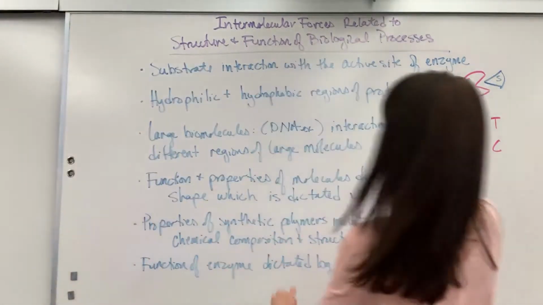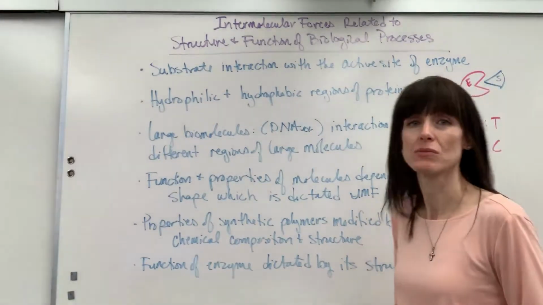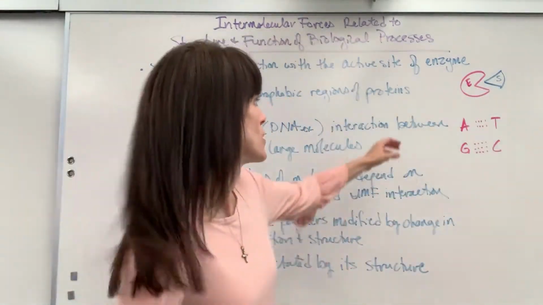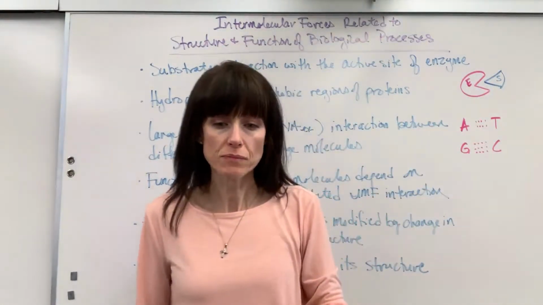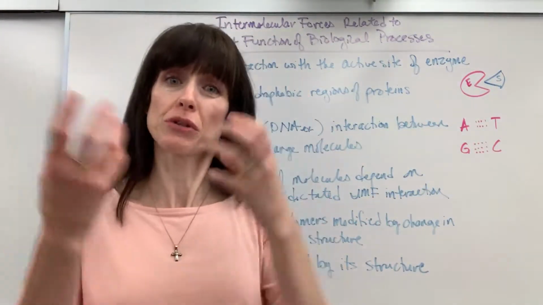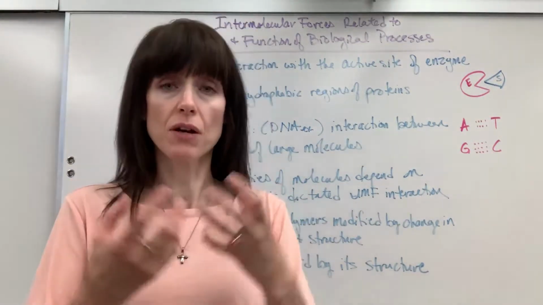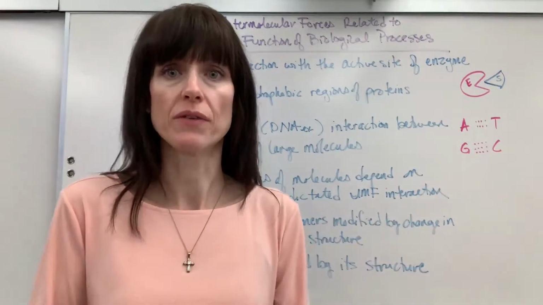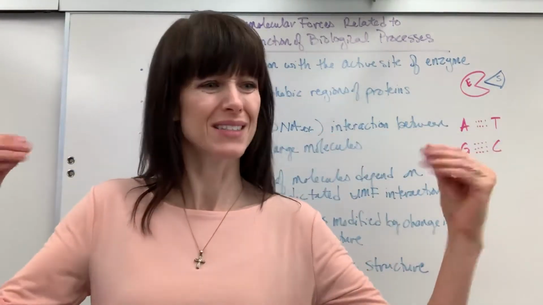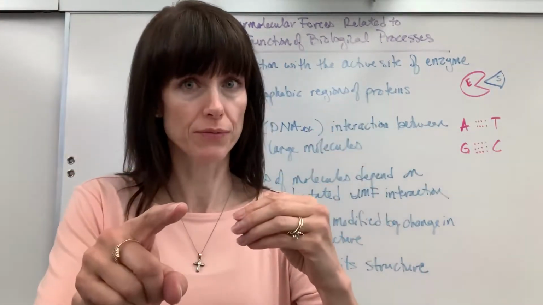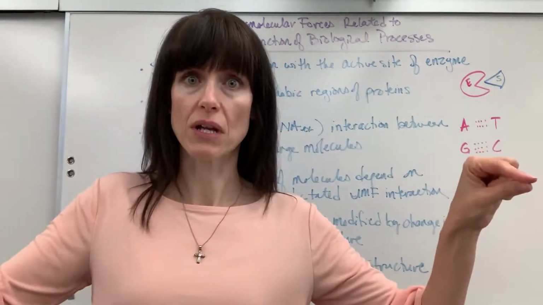Next, function and properties of molecules depend on the shape, which is dictated by their intermolecular force interaction. So a great example is coming back to our enzyme and substrate again. You know that proteins fold in a tertiary, a 3D pattern, and they have to be super specific. If they do not fold correctly, it's over. They won't work. Or if they're denatured and they go back into that straight line, is that called the secondary? I think, I'm not sure. Forgive me, my biology students. It goes back into this string of proteins.